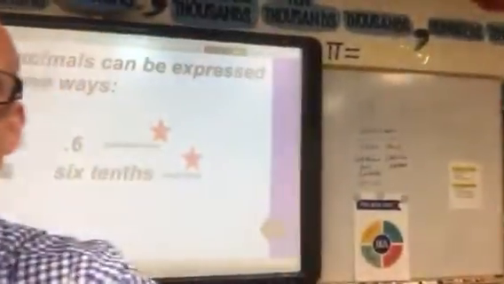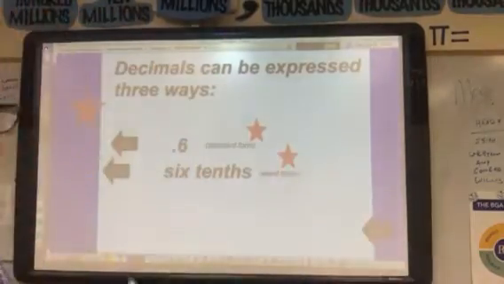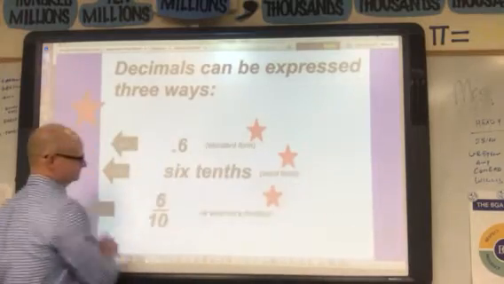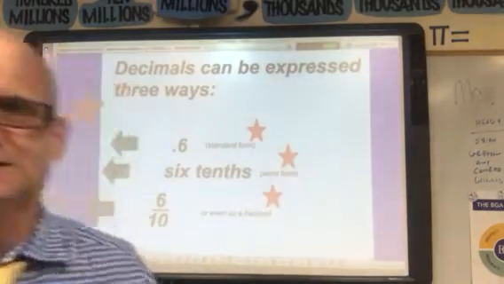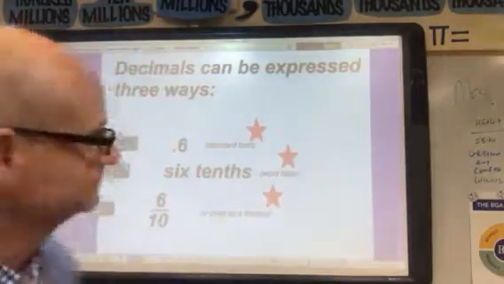Anyway, decimals are parts of a whole. You can write it in standard form, which just means numbers. You can write it in word form, 6/10. You can even write it as a fraction. 6/10 means 6/10. So these are 3 different ways you can express a decimal.